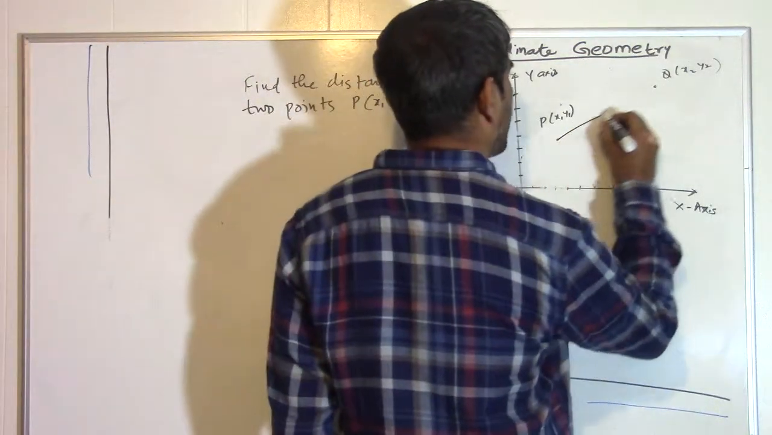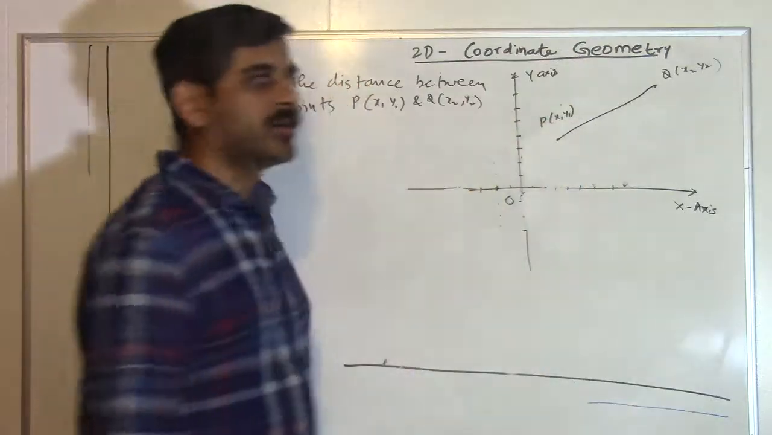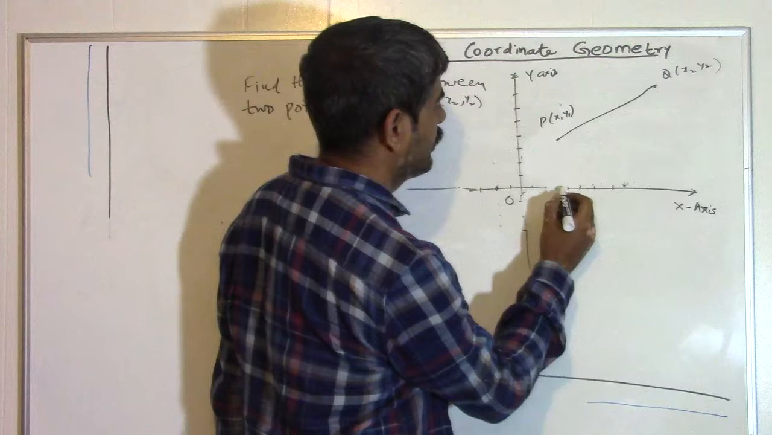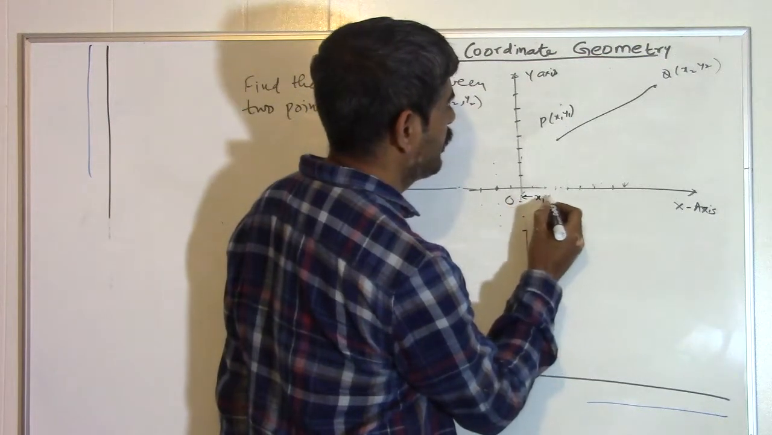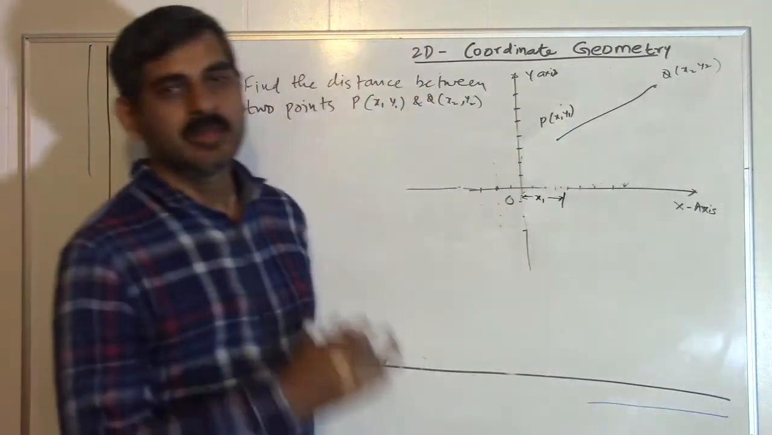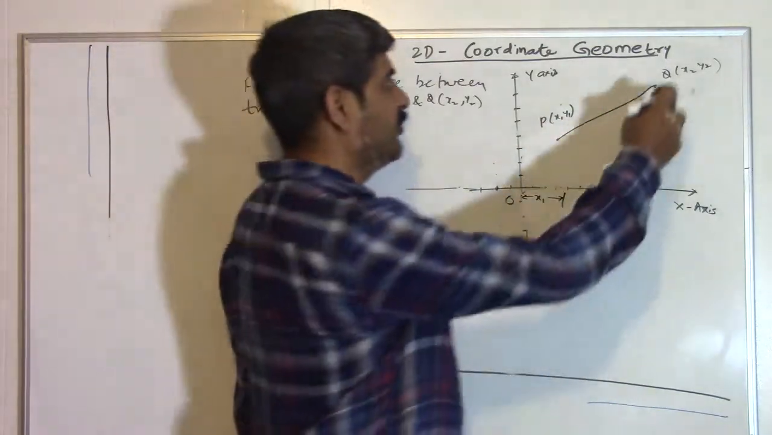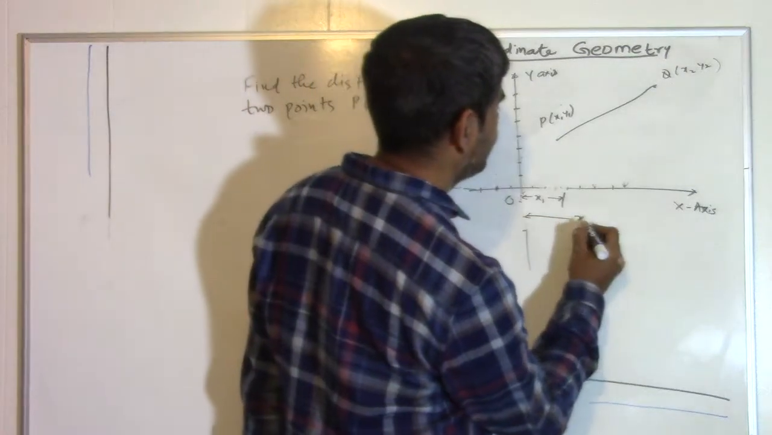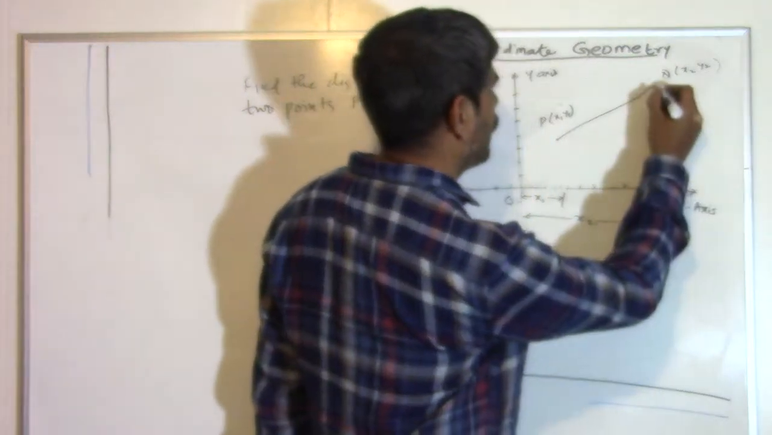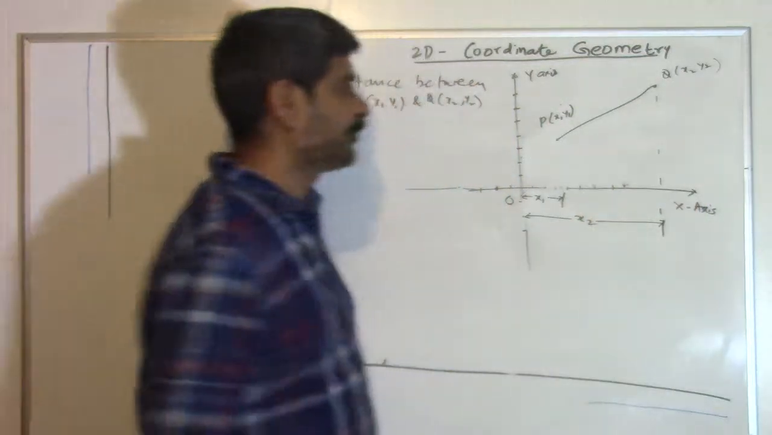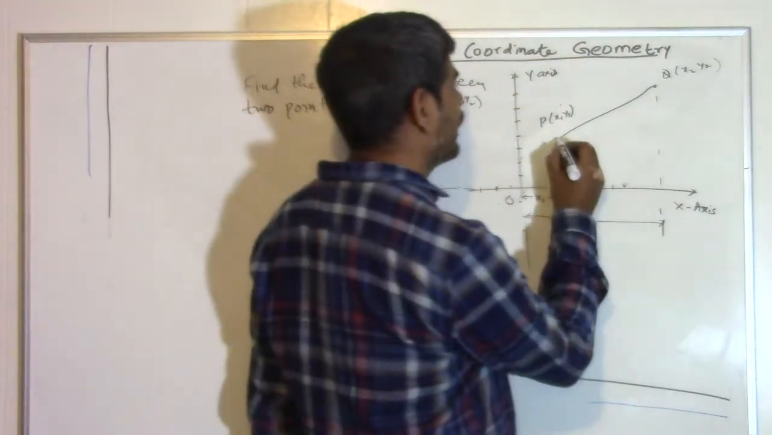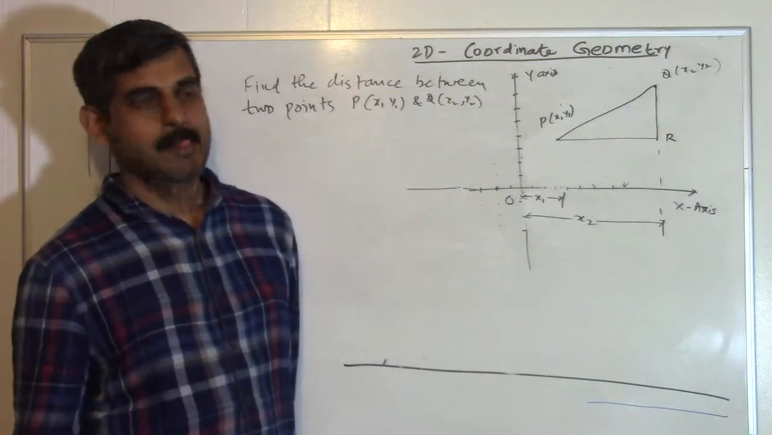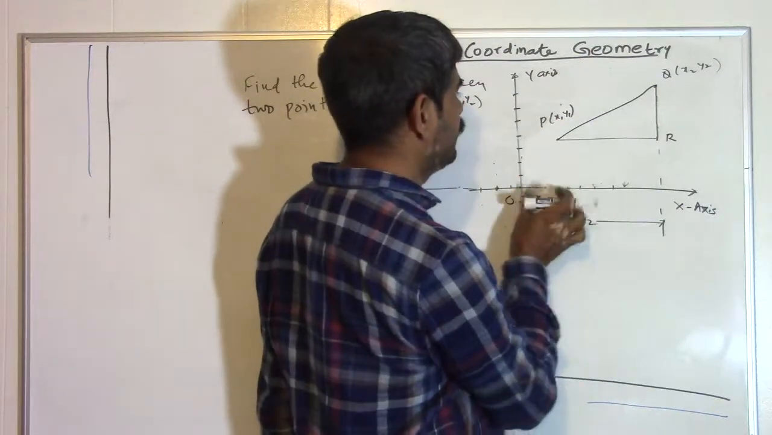We join these 2 points and the coordinate of P is x1, y1. x1 means this distance, just from the definition of the coordinates of x1. Measurement along the x-axis. In the same way, for Q, x2 means the measurement along the x-axis, this distance x2. This is what is given. We create this triangle, call it PQR, and in this triangle, this distance is going to be x2 minus x1.